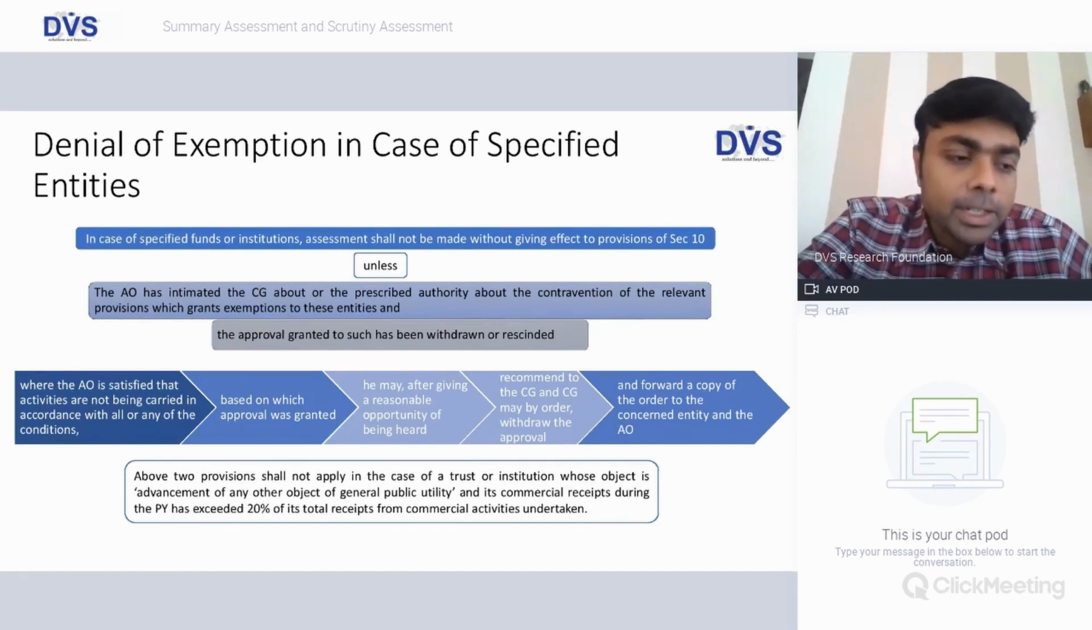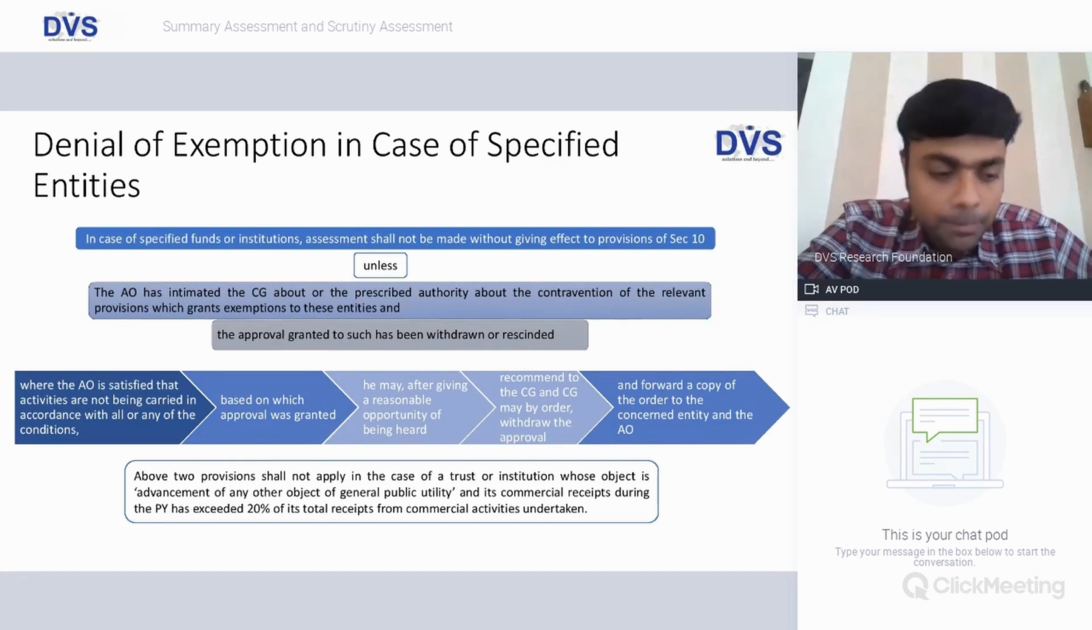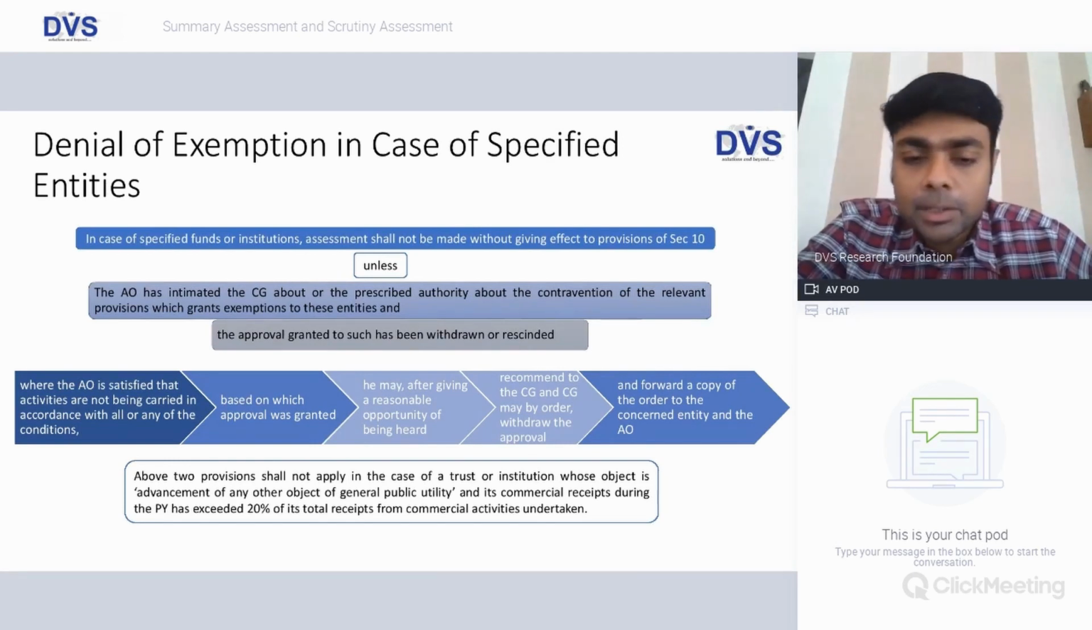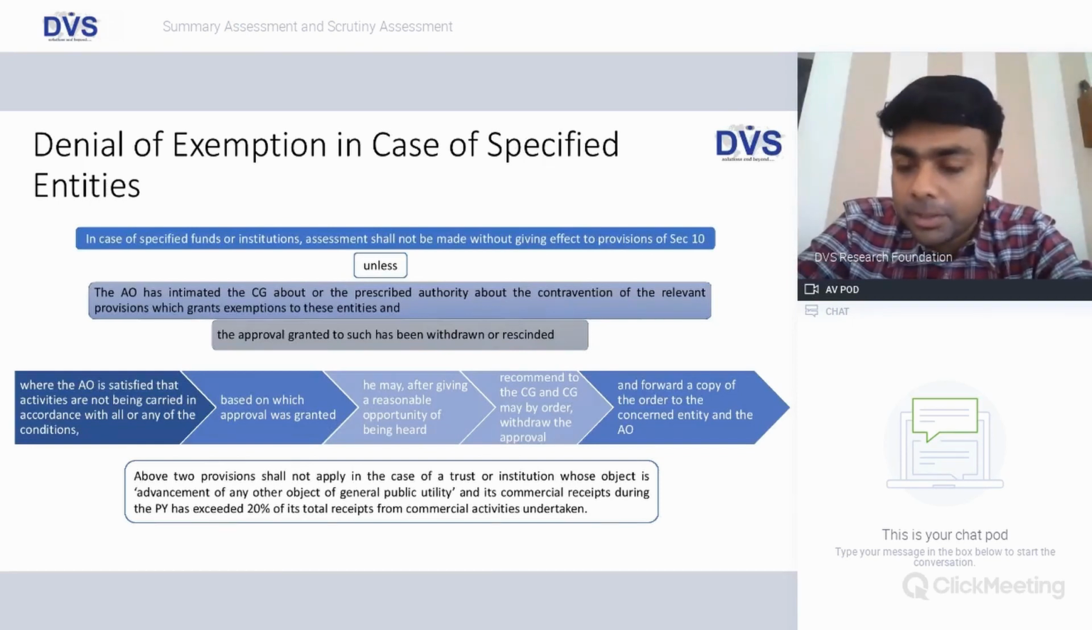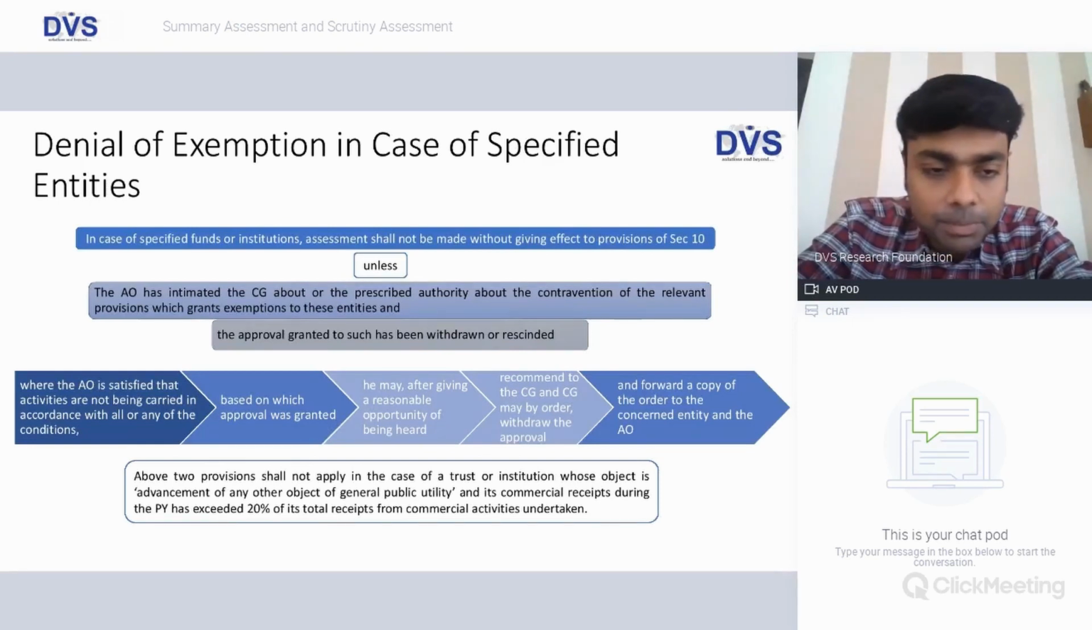But that's only an extraordinary circumstance. So what this provision says is, if you come under the exceeding 20% category, the AO need not necessarily write to the central government for cancellation of your registration, because it could be a one-off instance, in which case you are expected to pay tax on these receipts and the issue gets closed. It does not become a case for cancellation. That's the background of this particular exception being provided.